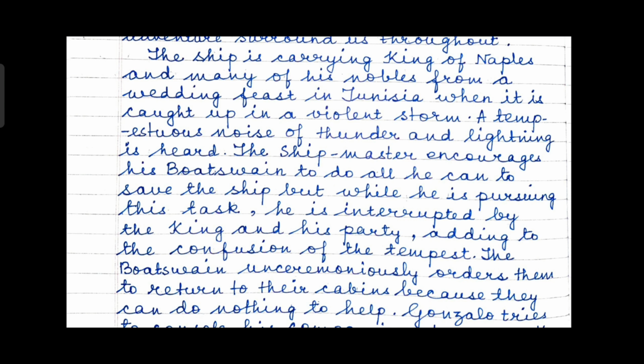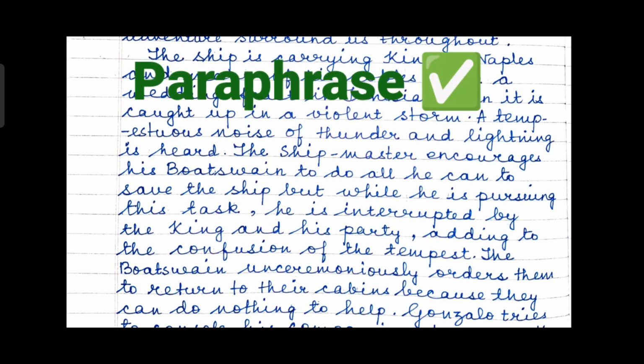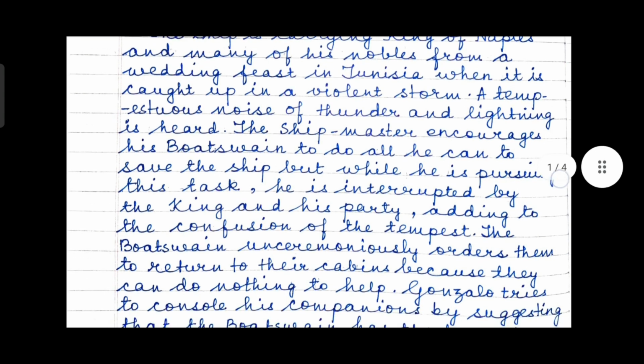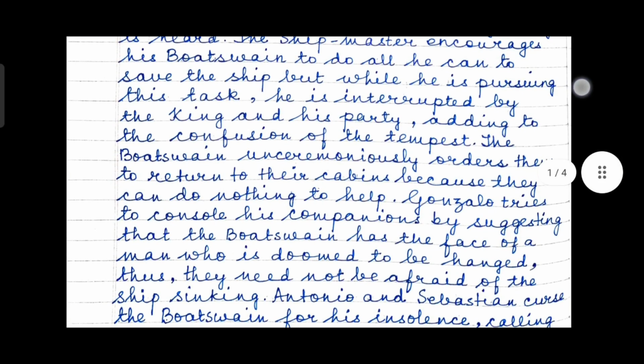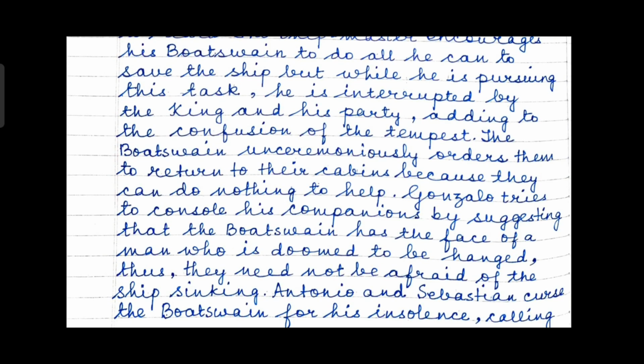But while he is pursuing this task, he is interrupted by the king and his party, adding to the confusion of the tempest. Now, students, read a good paraphrase. Try to learn the word meanings and paraphrase and then frame your answers. Things will be a little easy if you use this approach. The boatswain unceremoniously orders them to return to their cabins. Remain below. He keeps on telling them, remain below, go down, because they can do nothing to help.